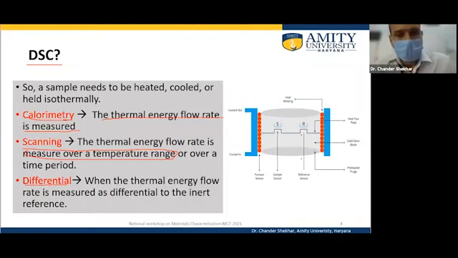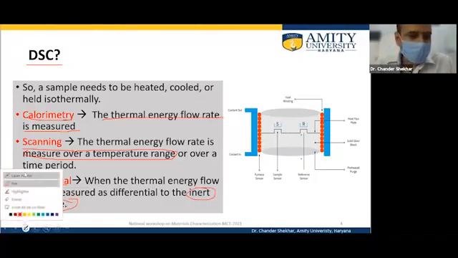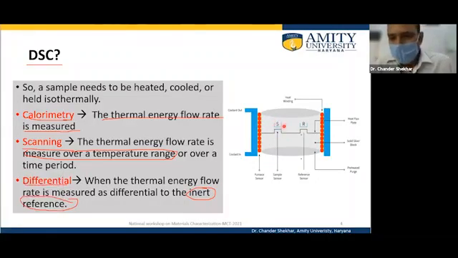Okay, so essentially there are two things. One is the sample, and the other is the inert. If you look at this, this is the inert reference. Now if you look at the image on the right, this is the sample, and on the right there is a reference.